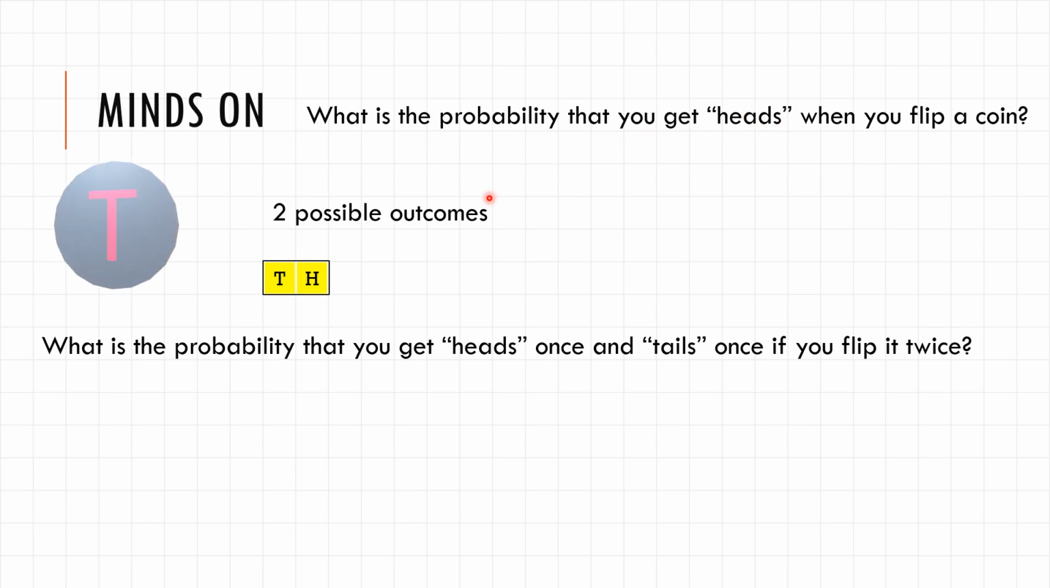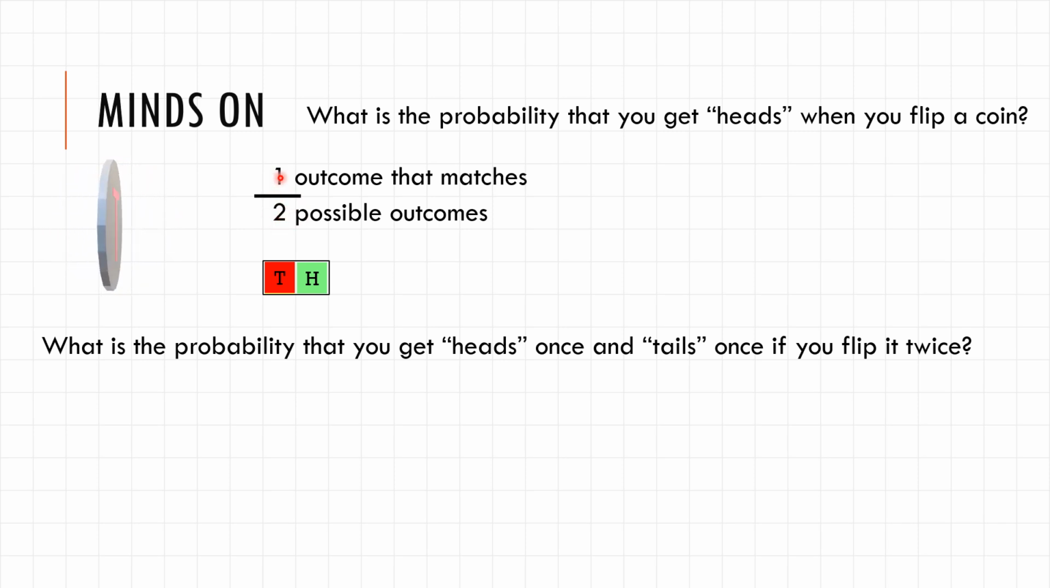Now, what is the probability that you get heads? If we're looking for a heads, there's only one outcome that matches our criteria. And that's this one right here, heads. If we get tails, that doesn't match what we want. And therefore, the probability can be expressed as 1 out of 2. 1 out of 2 possible outcomes matches our criteria.